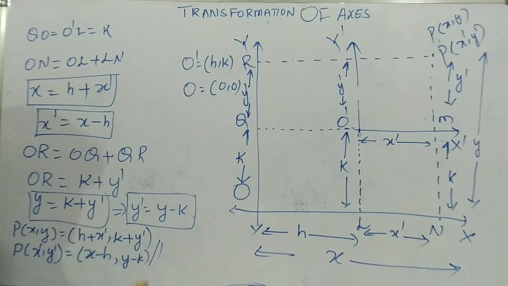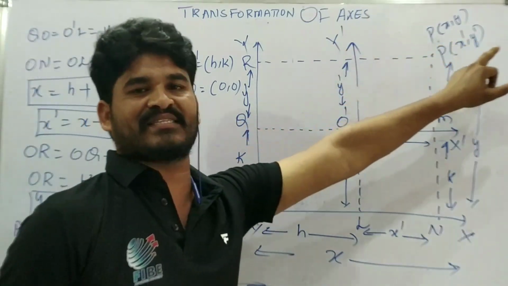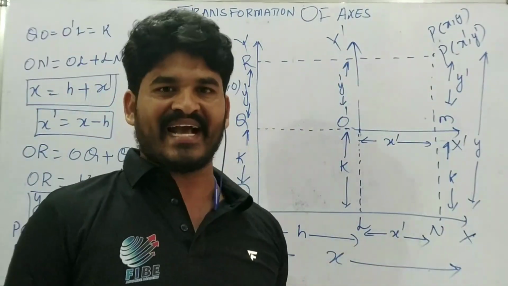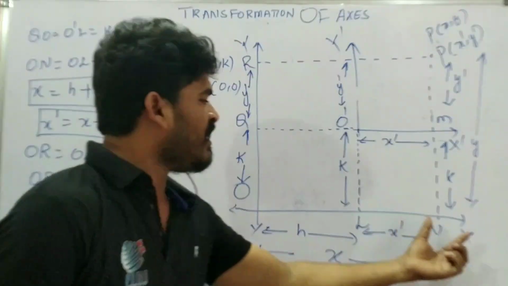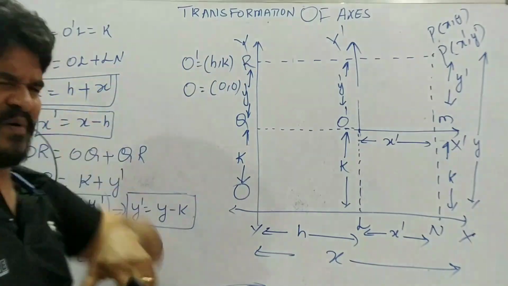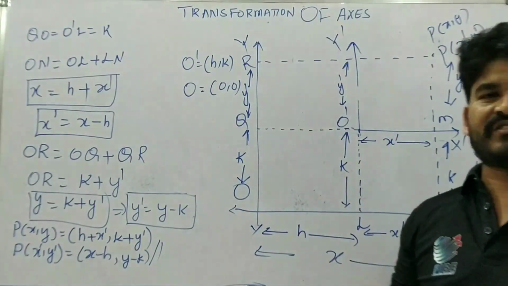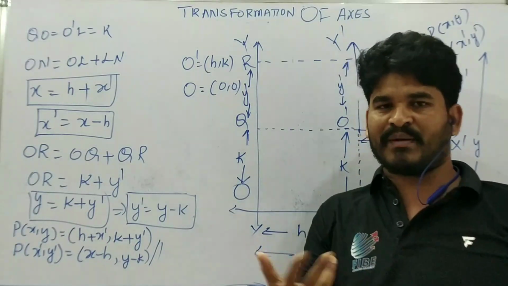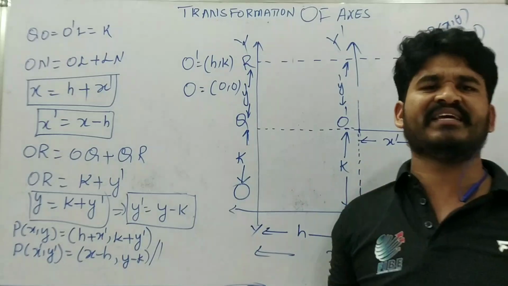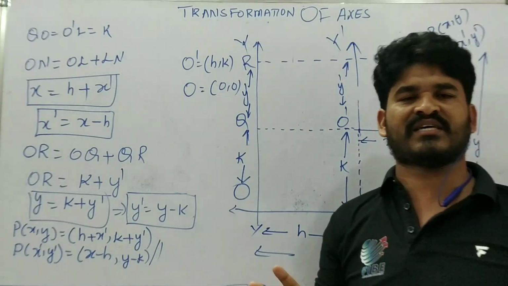Whenever we transform the axis, we get P(x', y') and P(x, y), where P is a locus point of the axis, without changing the direction of the x and y axes. Understand? I hope this is a very easy topic. Many people think transformation of axes is very hard, but it is very easy. There are only two topics in transformation of axes.